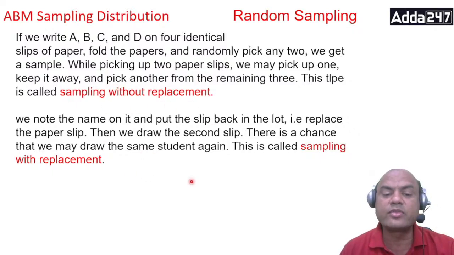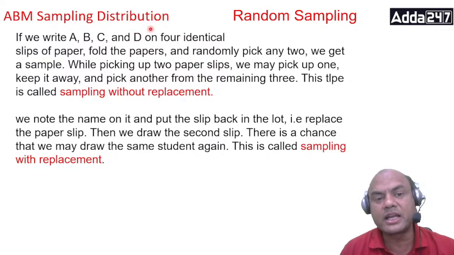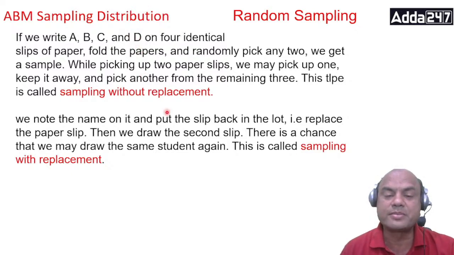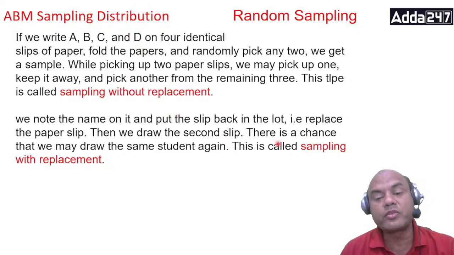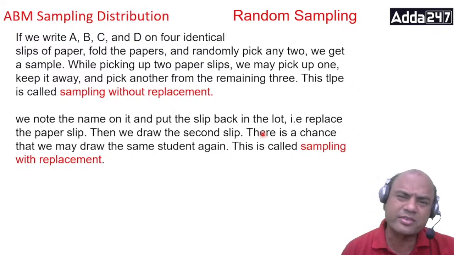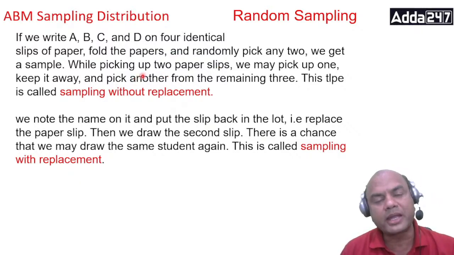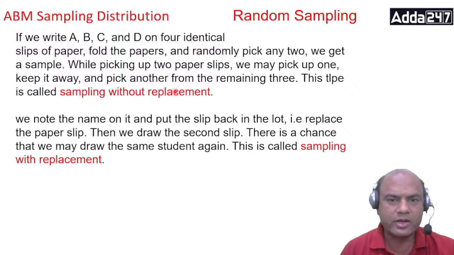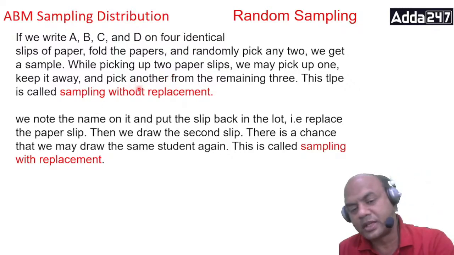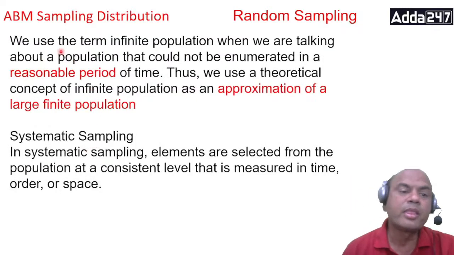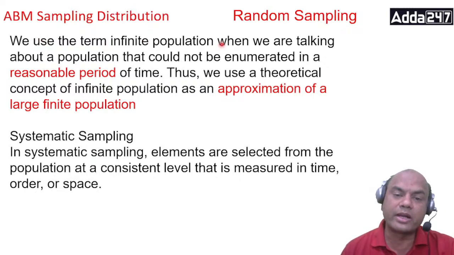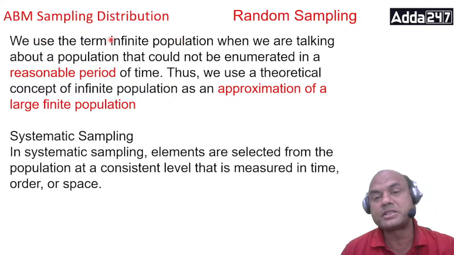And the second thing is with replacement. Suppose I pick this slip D, see the name on it, and again put it inside that same jar. Then it will be called what? With replacement. Don't we have this? We have seen this many times, right? With and without. Whenever I take any slip and don't put it back in that box, that is without. And this is with.